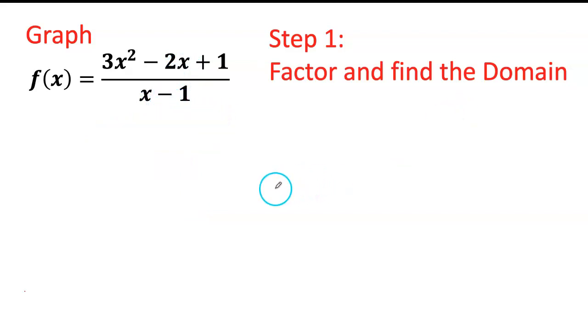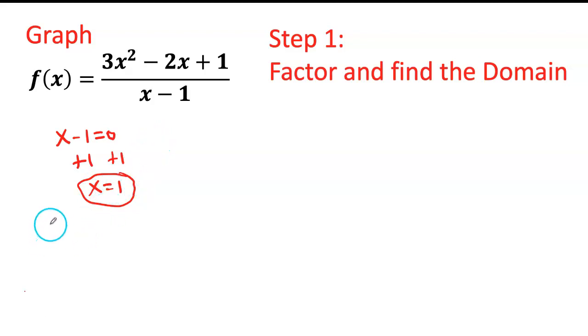Now I need to find the domain. To find the domain, I make my denominator 0. I take x minus 1 equal to 0. The whole idea is that I don't want the values that make my denominator 0. So x equals 1 is the value that I don't want. So my domain is all real numbers, but I don't want that positive 1. My domain is all real x such that x is not equal to 1.